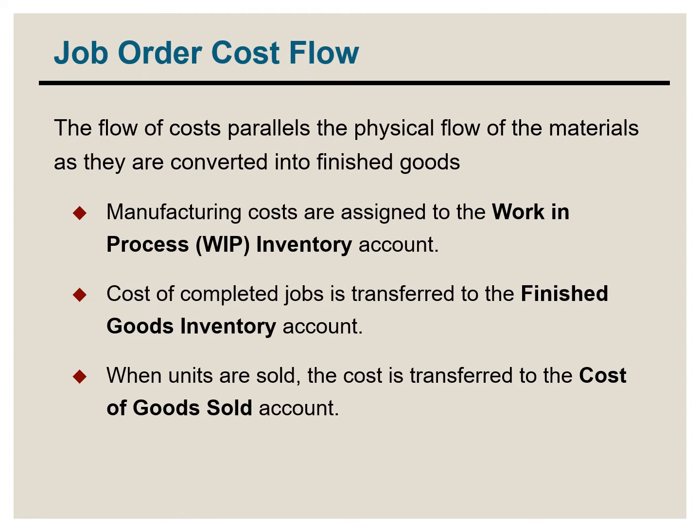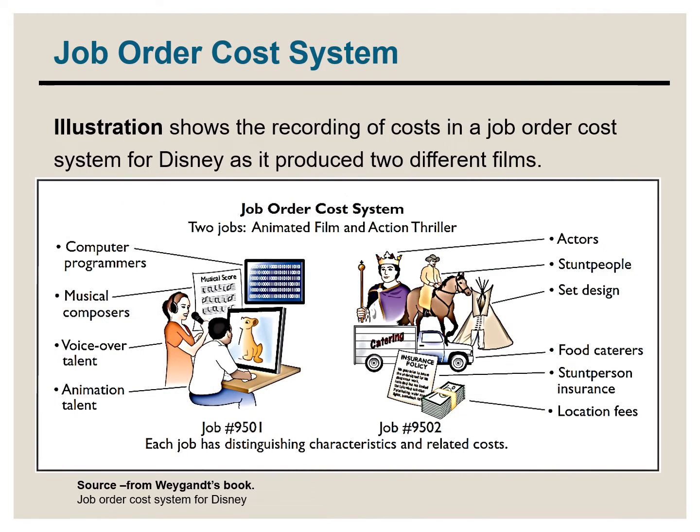When a job is completed, the company transfers the cost of the job to the finished goods inventory account. When units or goods are sold, the cost is transferred to the cost of goods sold account. An example of a job order system is the production of a movie by Disney. There are two jobs, an animated film and an action thriller.